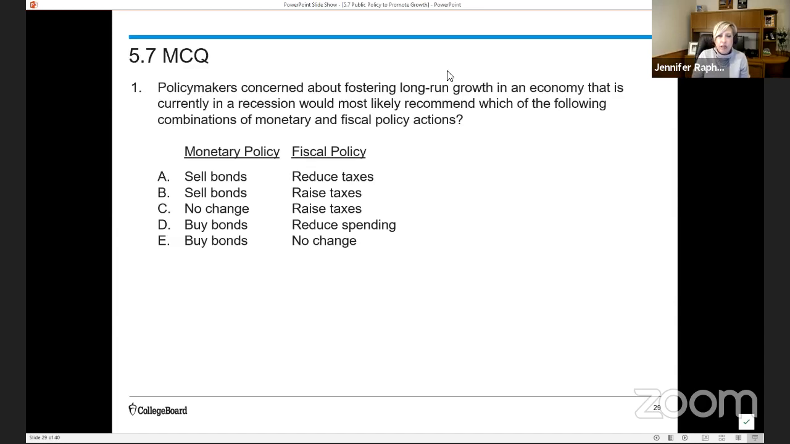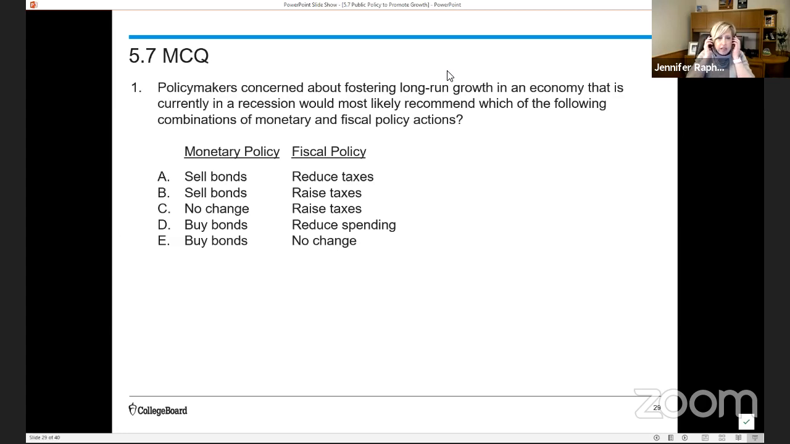Okay, so when you see that term long run growth, think, okay, that's a function of investment spending, which is a function of the real interest rate. And we're in a recession, which means we're going to want some. So, policymakers who are concerned about fostering long run economic growth in an economy that's currently in a recession would most likely recommend, well, we're going to want to see some expansionary policy, but we're really worried about interest rates. Right, that's what this question is telling us we want to be considering.